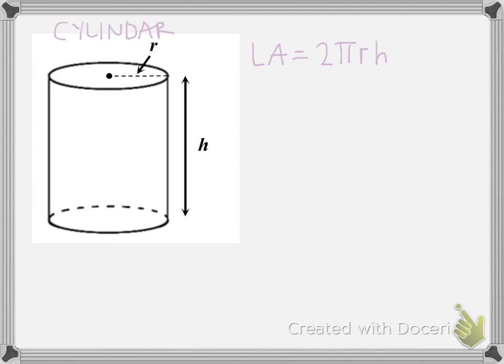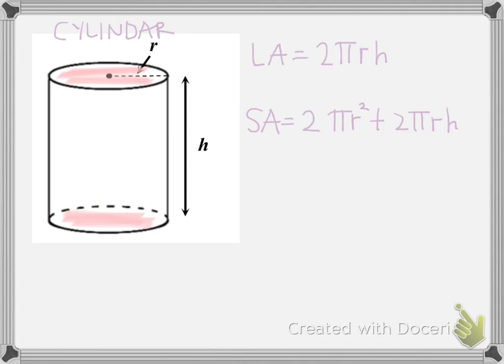Then you're going to have to find the area of each circle. So the area of each circle is going to be pi r squared, so times 2. So the surface area is going to be 2 times pi r squared plus now your 2 times pi r times your h. Okay?